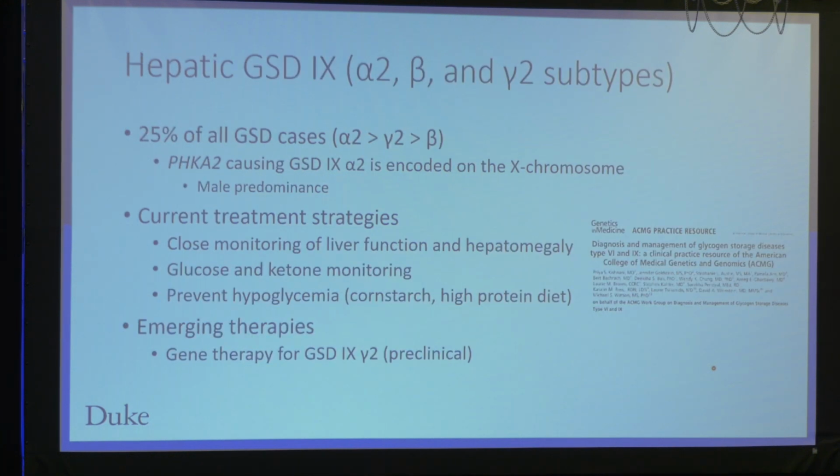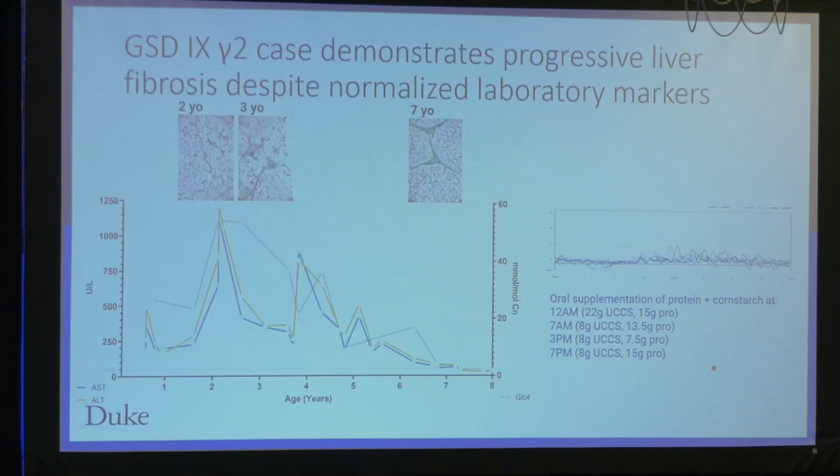learn. Once again, very similar to GSD3, there is a ketotic hypoglycemia. They have an initial increase in the liver enzymes, and then those liver enzymes come down. So here is the story of one of our patients with GSD9C or GSD9 gamma-2. I really want to continue to build on this story. These are his liver enzymes. That is his urine GLUC4. And they're initially high, and then over a period of time, they've now entered into the normal range.